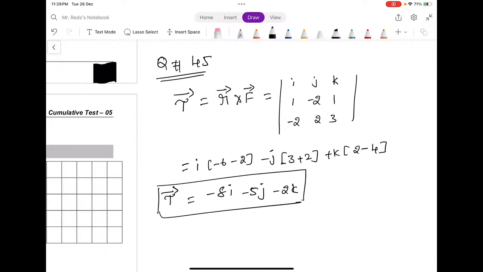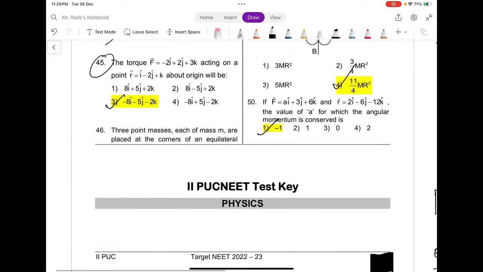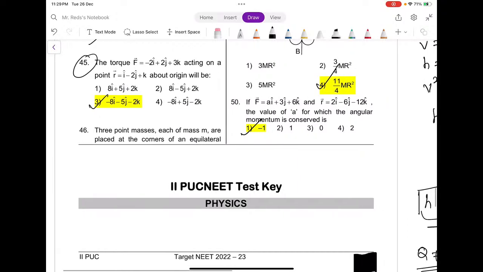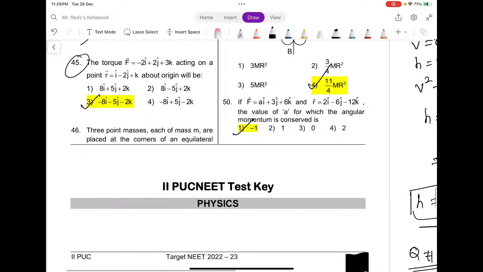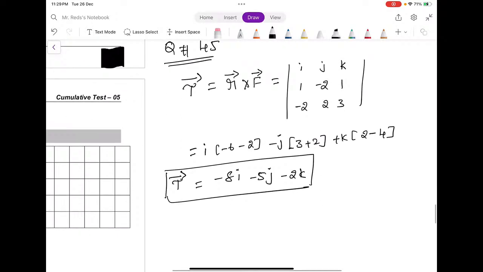Cross check the options: minus 8, minus 5, minus 2, that is minus 8i minus 5j minus 2k. So the third option is the right one for the 45th question, right? That's it, very simple one. So within half a minute you can do it.